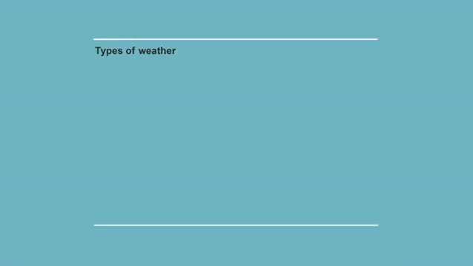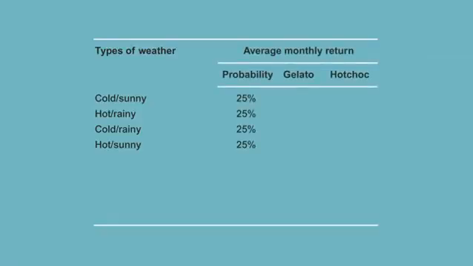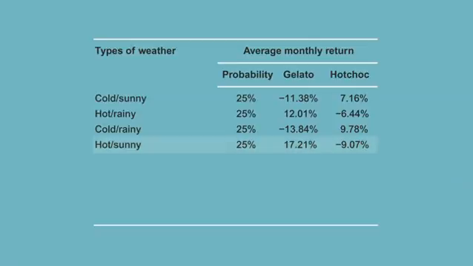Suppose that there are four different types of weather: cold but sunny, hot but rainy, cold and rainy, and finally hot and sunny. Now suppose that over the last 5 years, each type of weather period occurred 25% of the time. From this, we can assume that each will have a 25% chance of occurring in the next 5 years. These 25% probabilities are shown in the table next to the average monthly returns over the last 5 years for Gelato and Hot Choc.